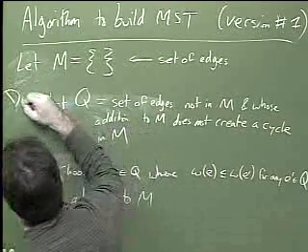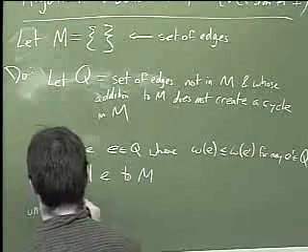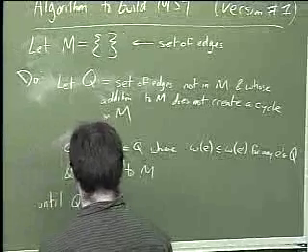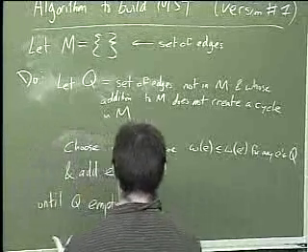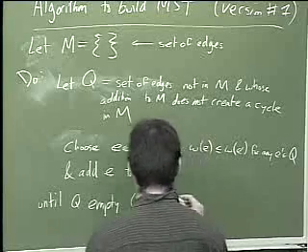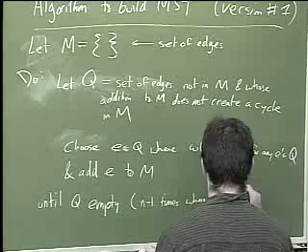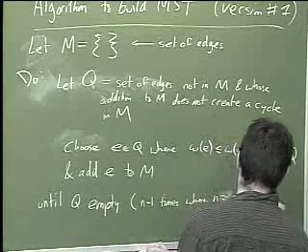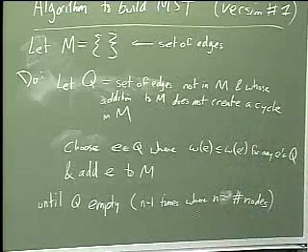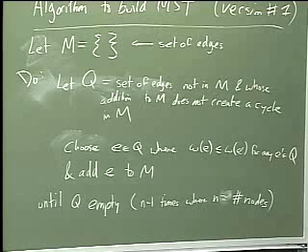Okay, and I should put a do here. Do this until Q is empty. And do it n minus 1 times, where n equals the number of nodes. So you just keep doing this process until any other edge you add is going to create cycles.